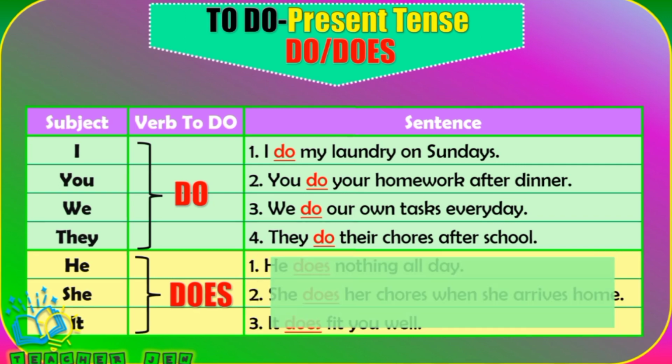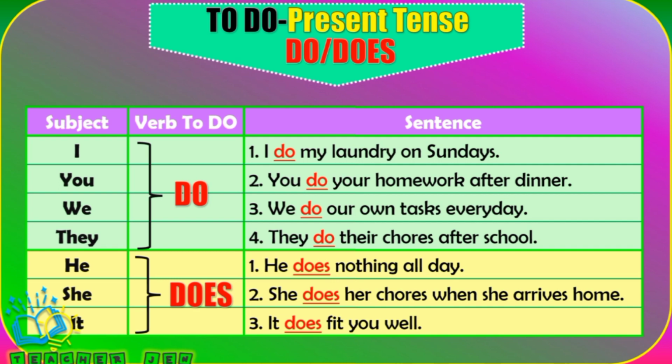For the next examples, we have 1. He does nothing all day. 2. She does her chores when she arrives home. 3. It does fit you well. In these examples, we can see that they all use the present tense of to do, which is does.